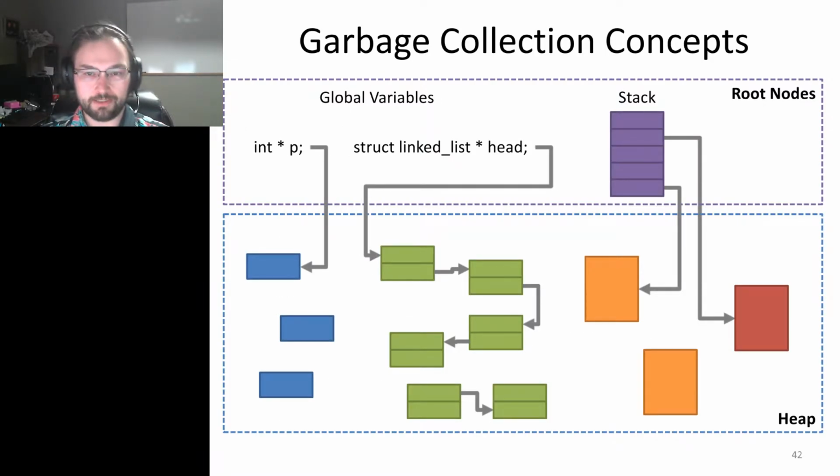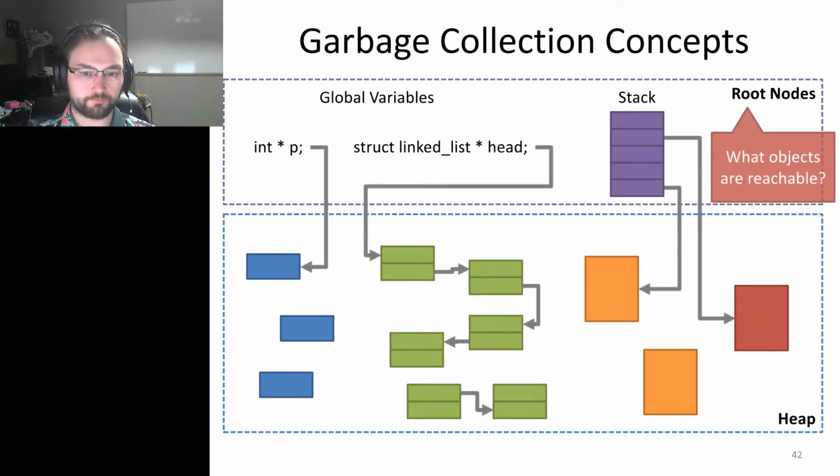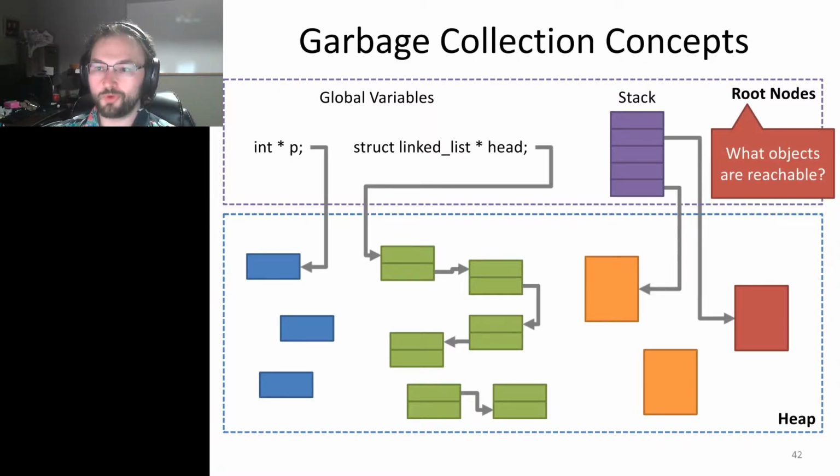So here's the broad idea and the key concepts that we're going to need in order to make this work. We have our heap, and we have some root nodes. The root nodes are things that aren't on the heap, but are places that we know the user could have stashed a pointer or a reference to a heap object. And so these are the places that we have to look to get started with this question of which objects are still reachable.